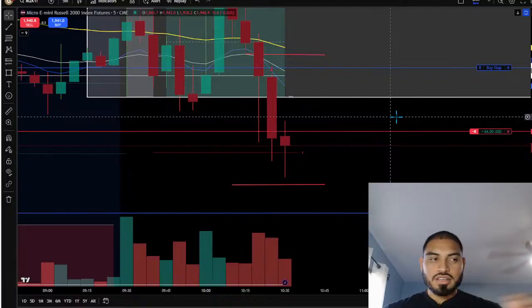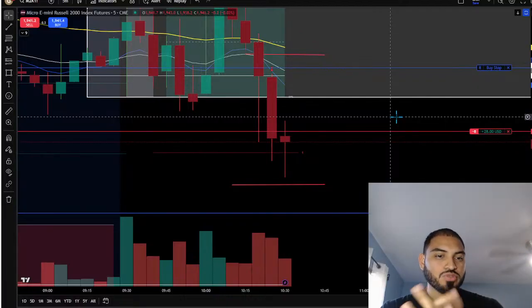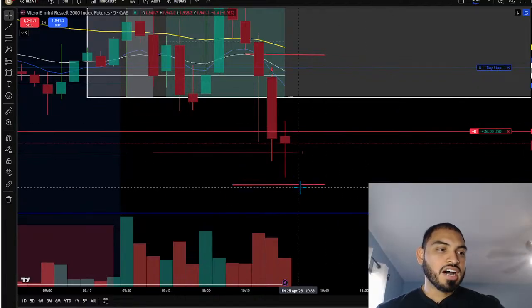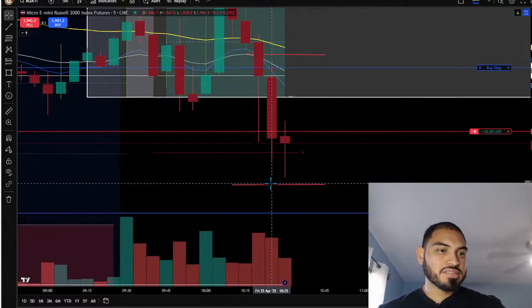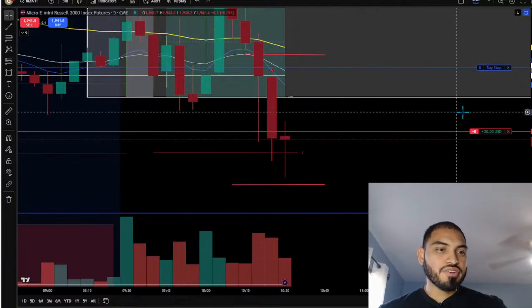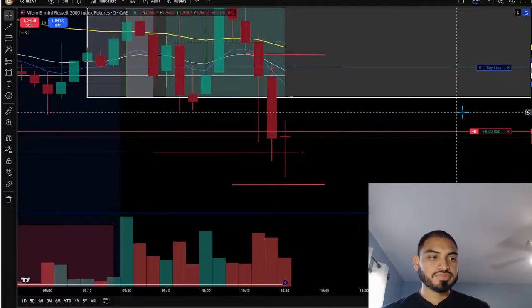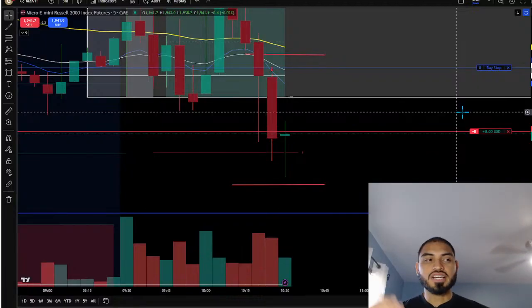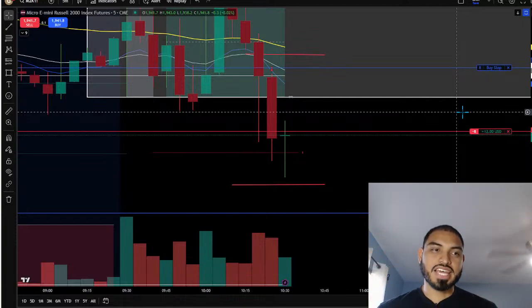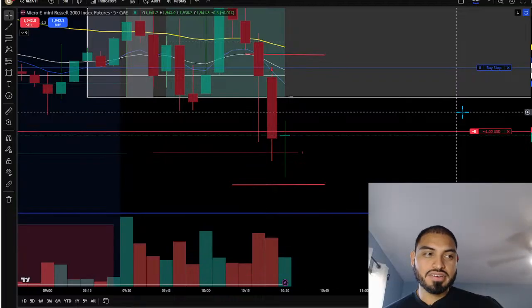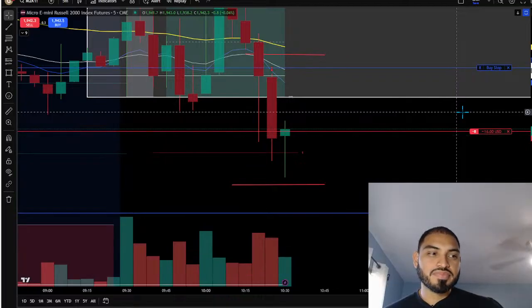Okay, so now we wait. All I can do is wait. I want to take some partials over here. And if price gets over here, I'll take some partials and probably move my stop loss even further down. Maybe break even. But let's see what happens here. Hopefully it doesn't just come back up and take me out. I mean, I have pretty good breathing room here.